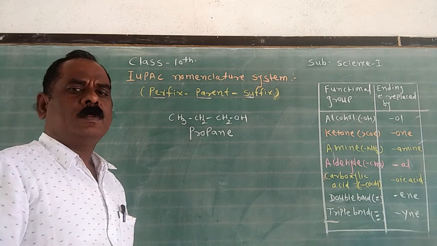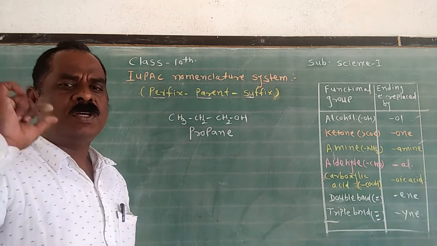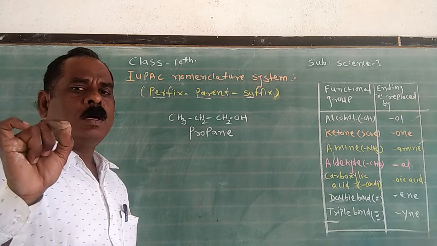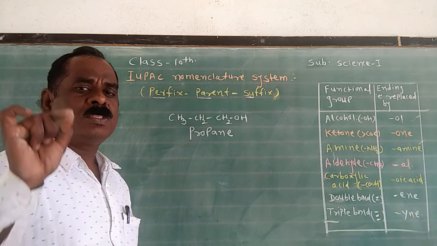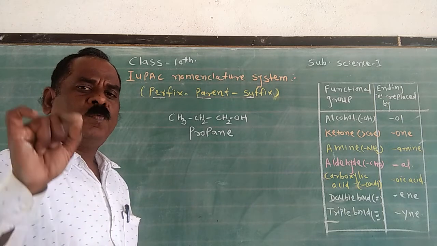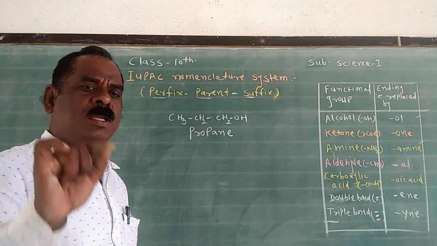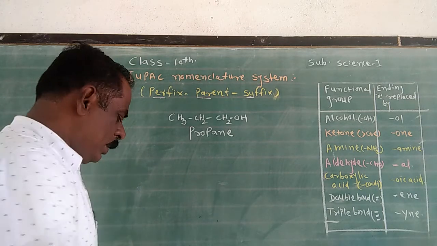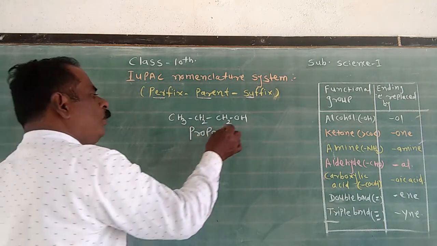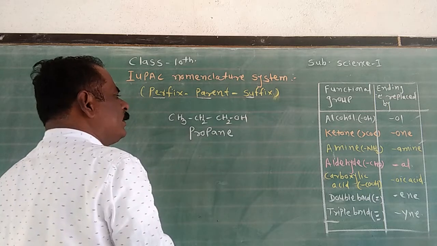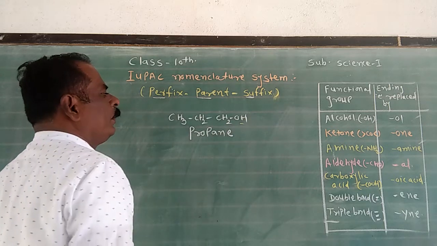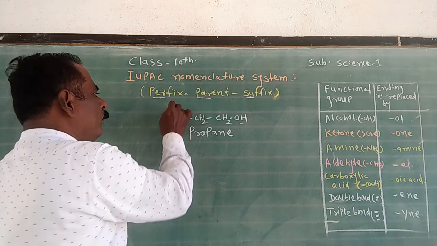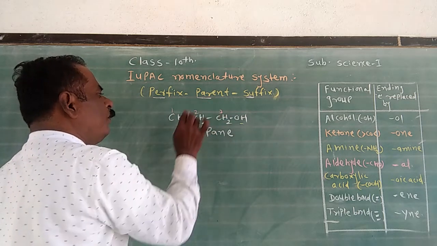Second step: if the chain contains a functional group, then number the carbon atoms in such a way that the functional carbon atom gets the lowest possible number. See here, the functional group present is OH, the alcoholic group. Then give the numbering to the chain like this: 1, 2, 3. This is the first pattern.